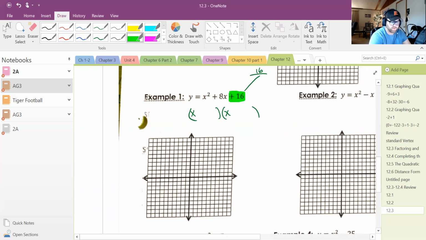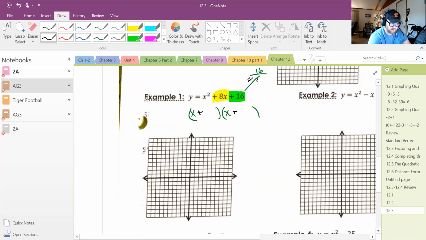What does the last term tell me? It tells me that either my sign's going to be the same or my sign's going to be opposite. Well, it's positive, so the signs have to be the same. Whether it's negative, negative, or positive, positive, we don't know that yet. What does tell me that? The middle term tells me what the signs are going to be. So if I have two positives, that means both my factors are also going to be positive. Okay, now what factors of 16 can add up to 8?